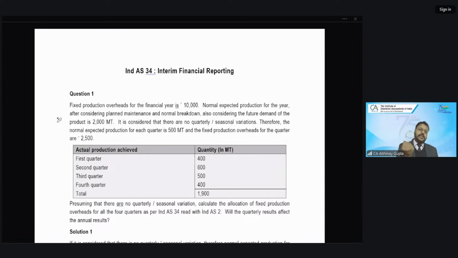So that's why Ind AS 34 specifically casts this responsibility, or raises this expectation, that whatever belongs to a particular quarter or the interim period should be recorded and reported in that very quarter itself. We cannot do any teaming and lading with any of the income or expense items. Is that clear?